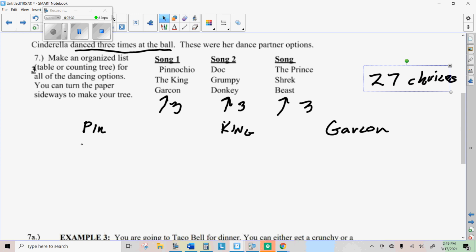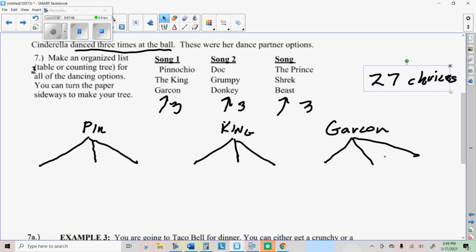But now for song 2, we have 3 choices. Make your choices pretty wide because we have to do one more after this for our last song. And that's why it's called a tree. These are the branches. Okay, so for the second song, we got Doc, Grumpy, and Donkey. Since I have Gaston, I better put GR for Grumpy. We could have done GA for Gaston and GR for Grumpy.